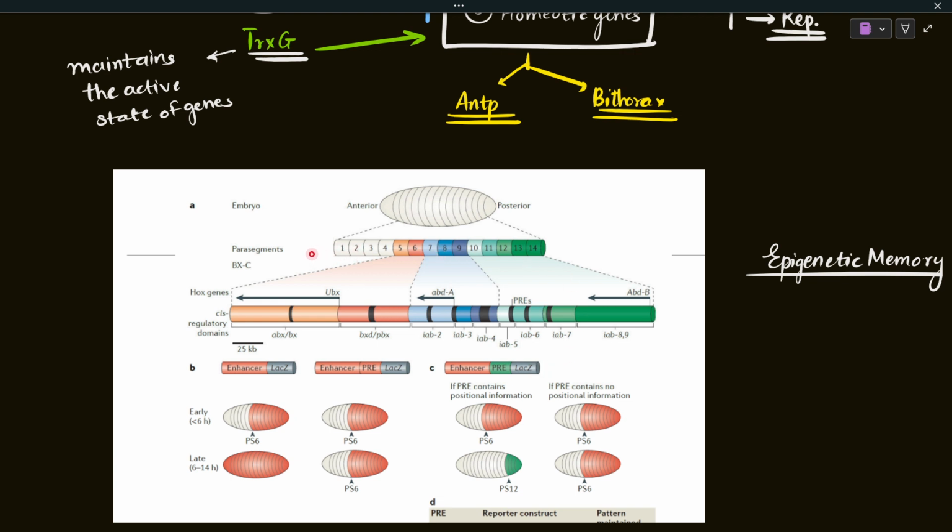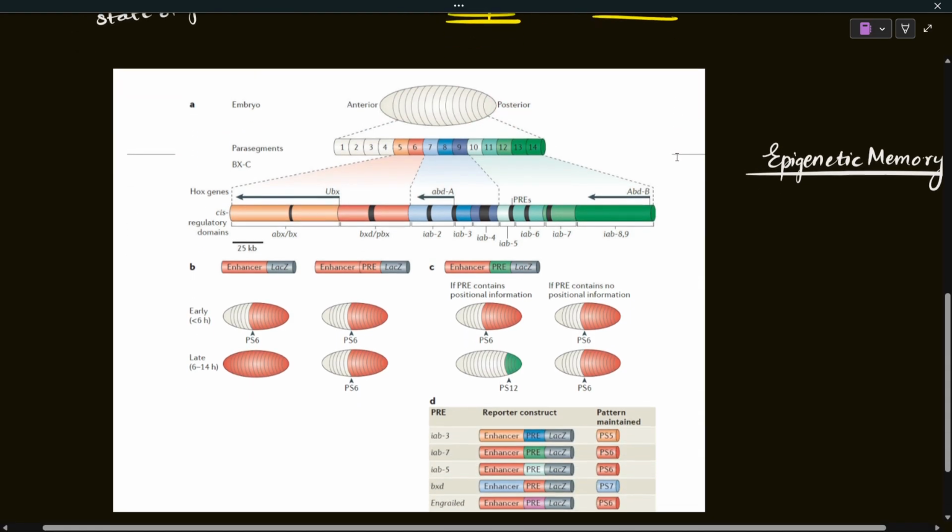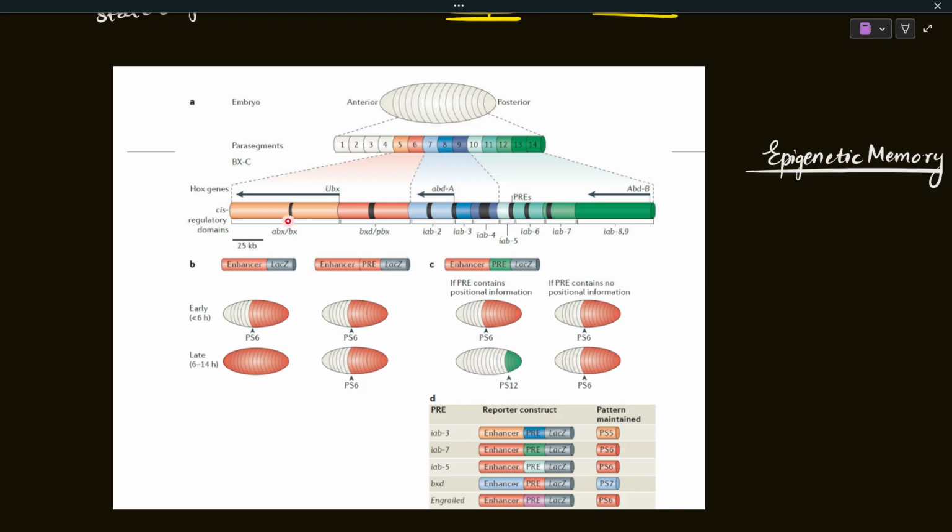So this is the segmentation. These are the parasegments of the Drosophila embryo. The color coding represents certain genes. For example, this gene is represented by faint orange, this one is represented by dark orange, and so on and so forth. These are the enhancer regions of those genes. So this is the enhancer region for the ABD-B gene, this is the enhancer region for the ABD-A gene, and so on. The color coding shows the enhancer regions. Orange means the enhancer region is for the BXD and PBX.